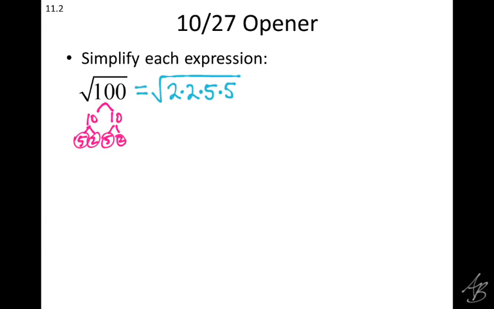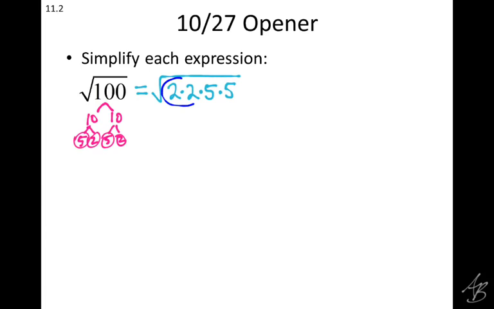The first way is a way we would simplify any square root, and that's by starting by factoring. So we could do 10 times 10, and then each of those 10s would be 5 times 2. And so when we do it this way, the next thing we're going to do is rewrite it. So instead of the 100 in the square root, we're going to have 2 times 2 times 5 times 5. And then what?